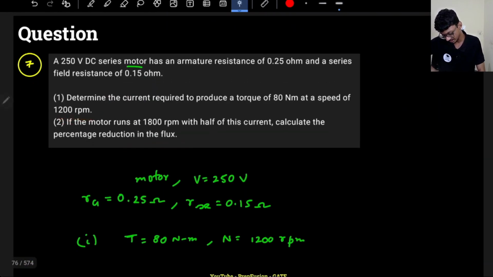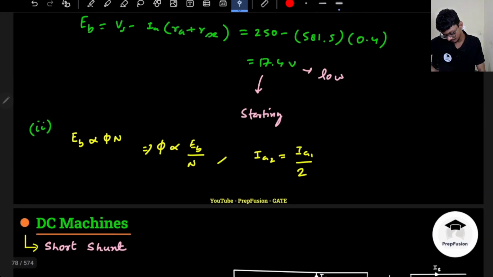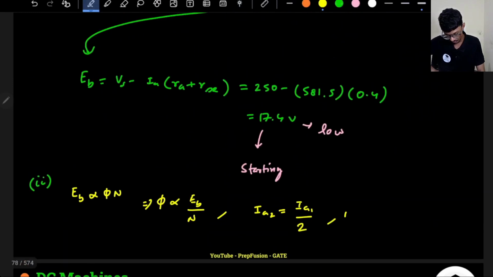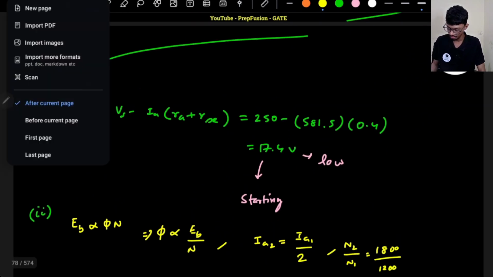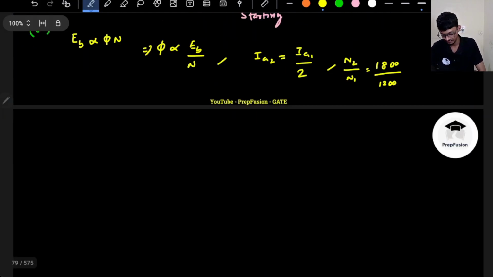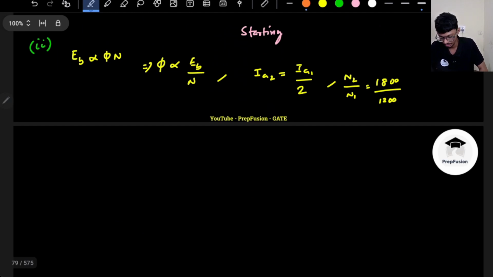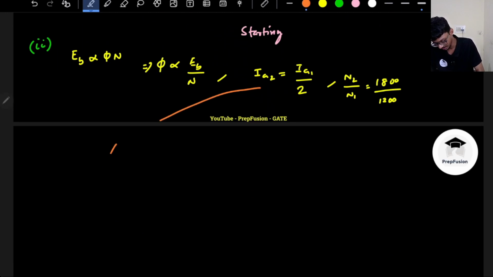Now the speed has been increased to 1800 rpm. So N2 by N1 is 1800 by 1200. Speed has been increased to 1800. So what will be the change in flux? That is what we have to calculate. So I can write here, current has been reduced. So from this information I can directly calculate the change in the back EMF.